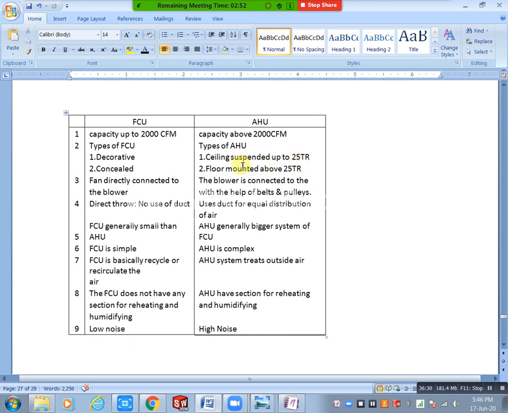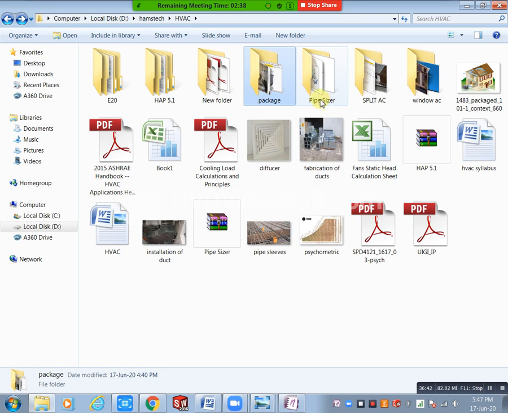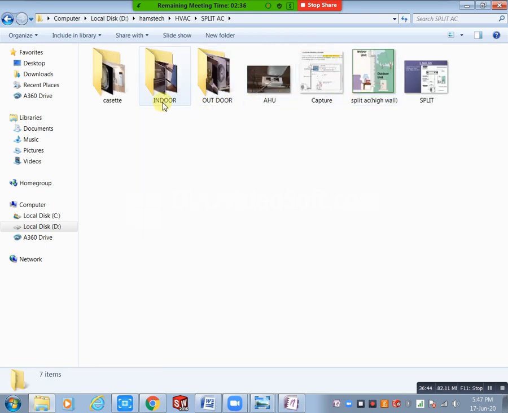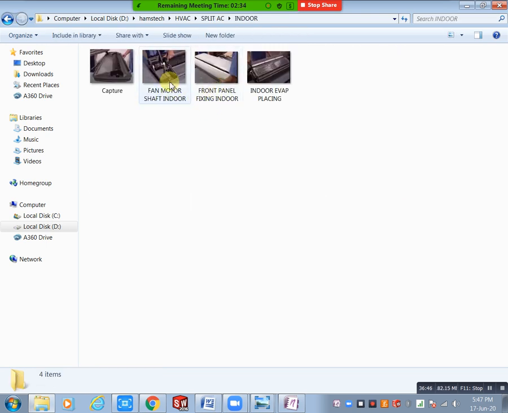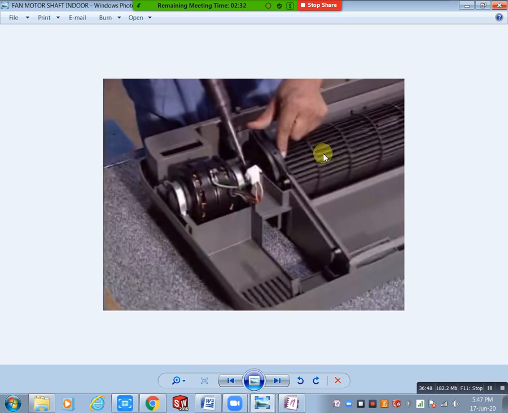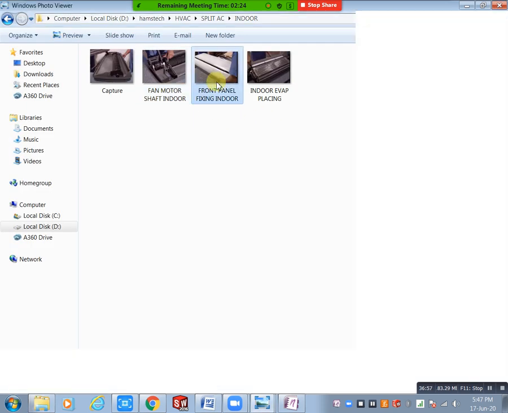Means you will go to split indoor. Just you can see like this. This is blower. This is motor directly connected like this. This type of connection is FCU. This one is this AC. Split AC is there, high wall type. In that inner connection, this one. Motor directly connected to the blower like this. That point, this one: fan directly connected to the blower.